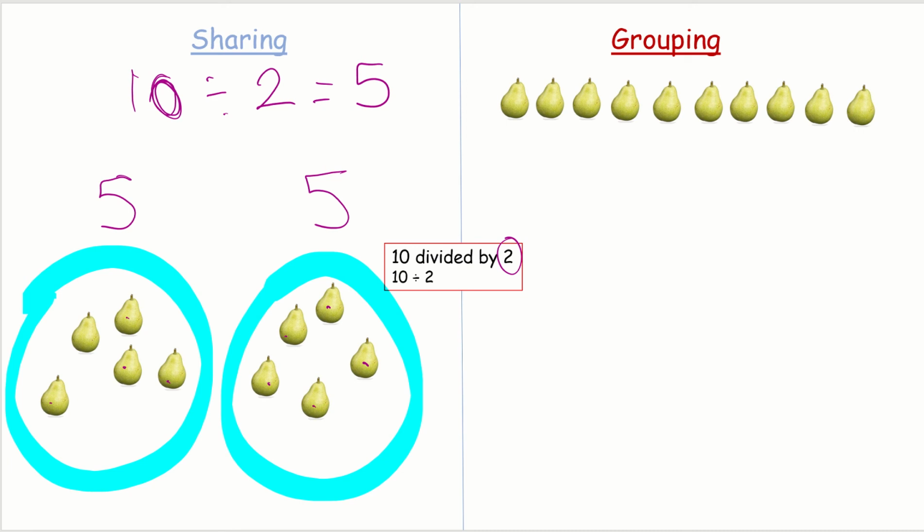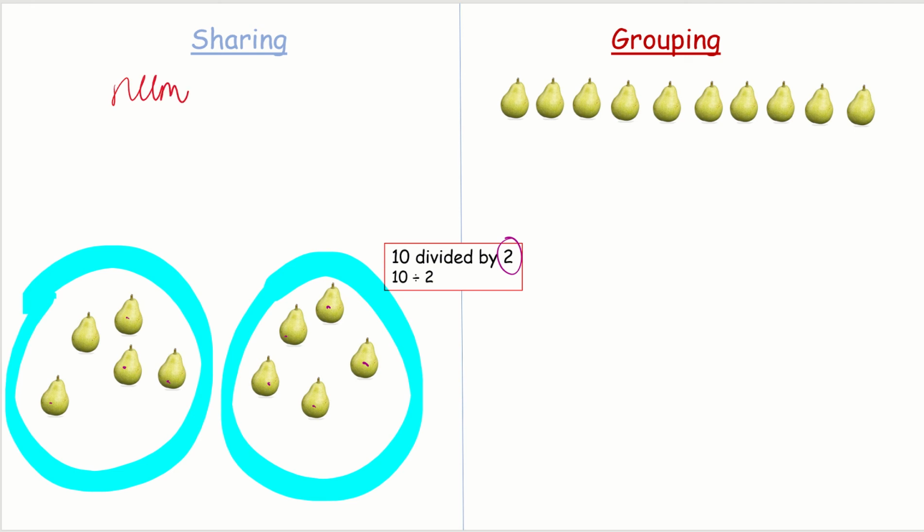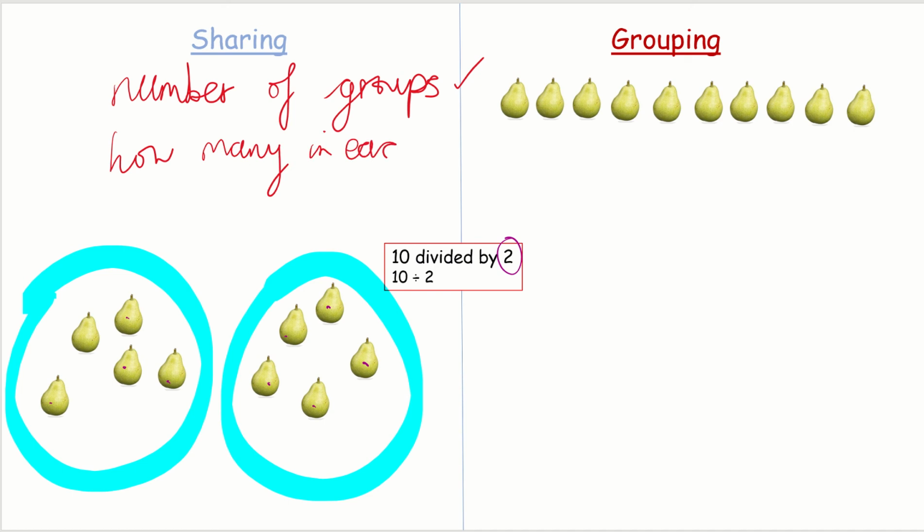Okay, so let's rub that out. For sharing, we knew the number of groups. Tick. We didn't know how many would be in each. Question mark. Okay, so we knew we had 10. We divided it into 2 groups. So that was where we had the number of groups. We knew that. But then we didn't know how many would be in each until we were finished.